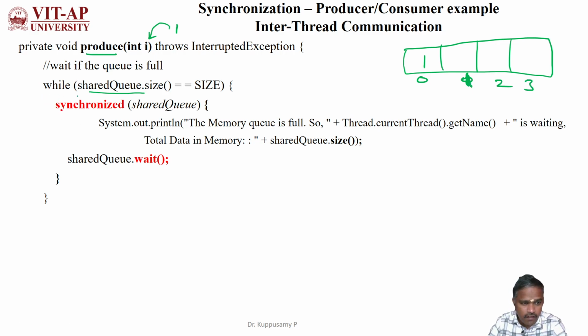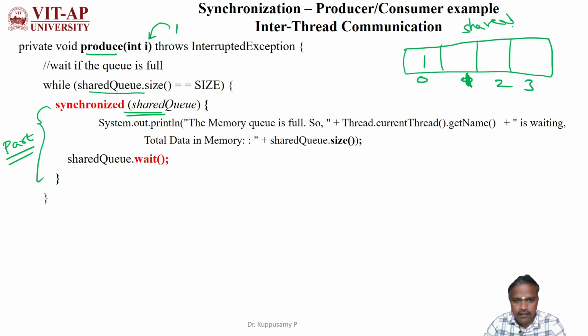Then we are checking, right? Here this is using a synchronized block, the synchronized block approach, to make this part of the code synchronized code. Now it is checking whether the shared queue, the entire data structure, the name of this buffer, has both values equal.